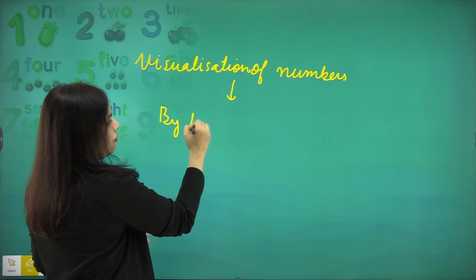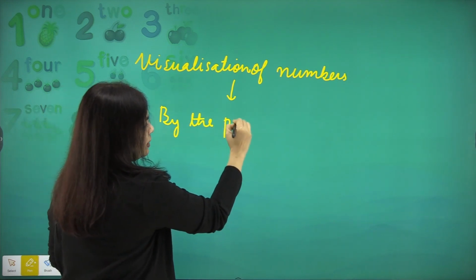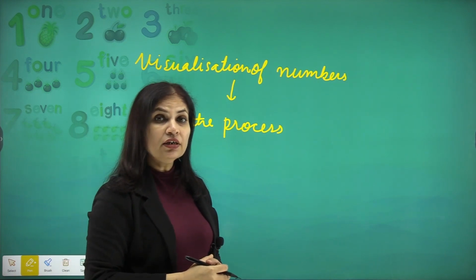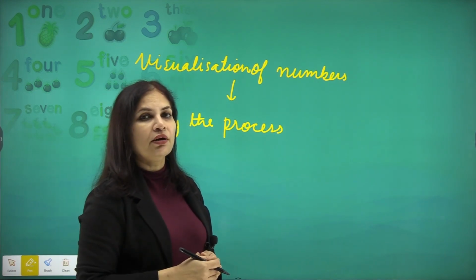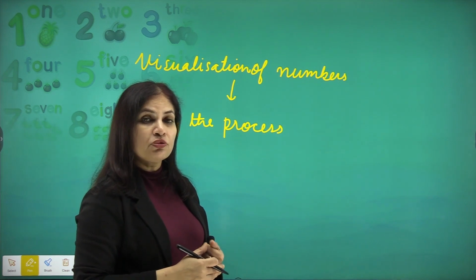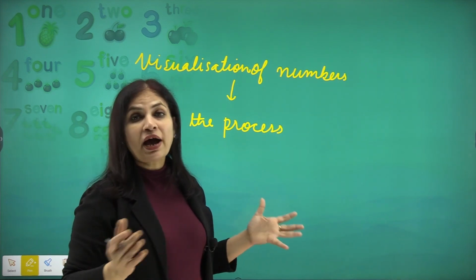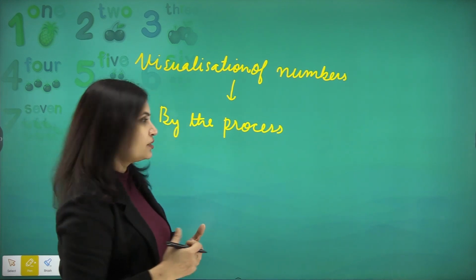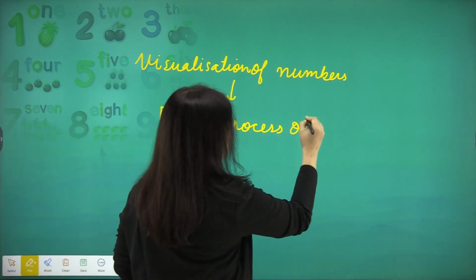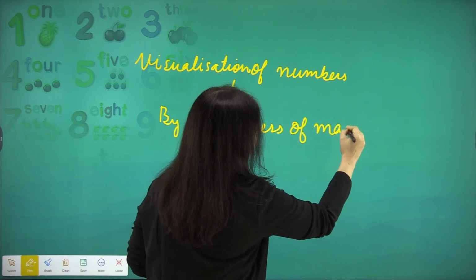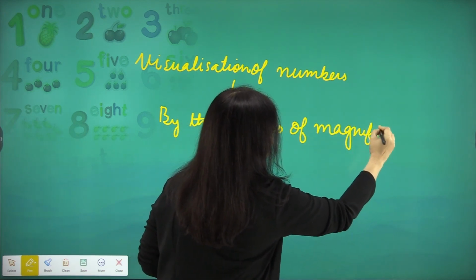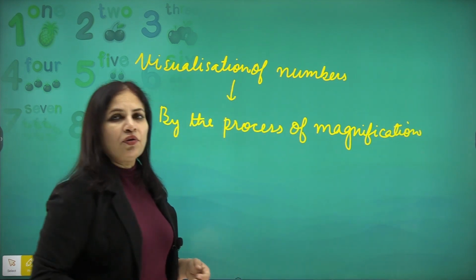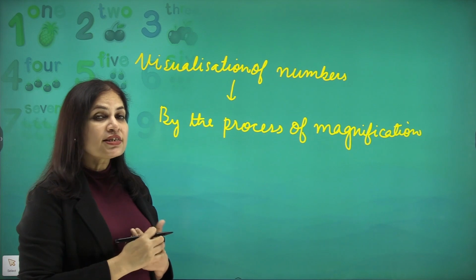So visualization of numbers by the process of magnification. And what are we magnifying? We are magnifying the number line. That doesn't mean we are using a magnifier in real. We are using a method which will expand my number line and help me to visualize it better. So by the process of magnification. I hope all of you are super excited to see what this magnification is.